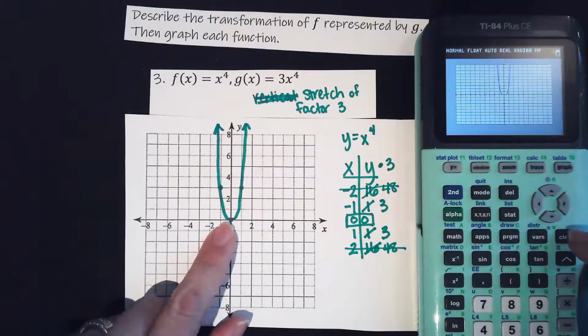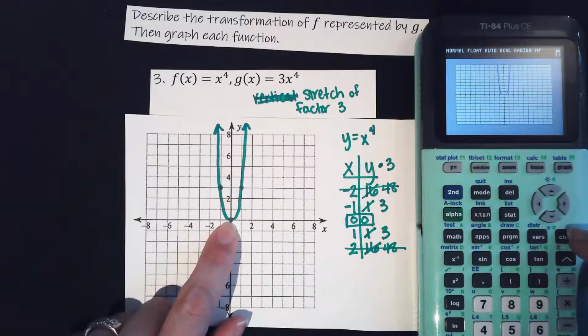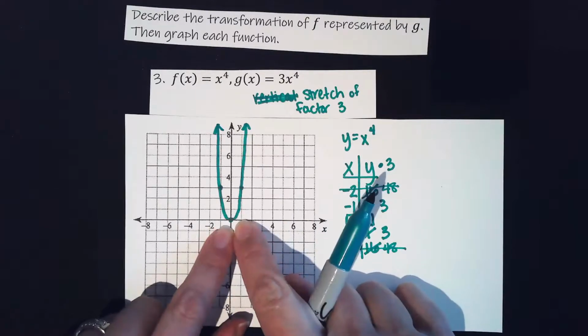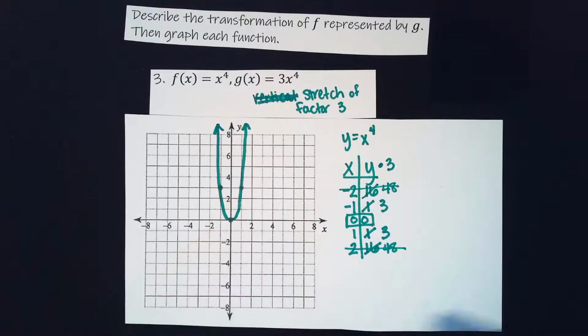Now notice that x to the 4th is flatter than x squared. As that power gets higher, the bottom gets more flat. It is still a curve, it is not a point. All right, let's try this with number 4.